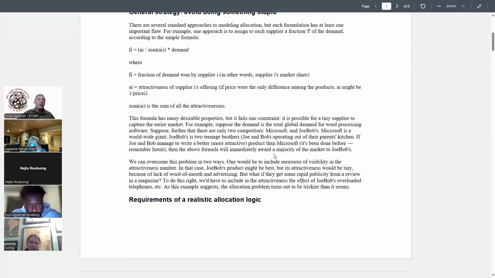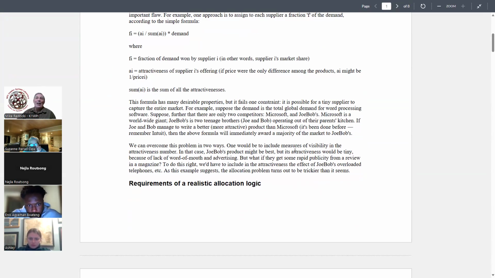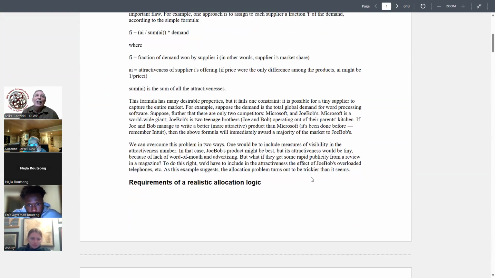This formula has many desirable properties, but it fails one constraint. It is possible for a tiny supplier to capture the entire market. For example, suppose the demand is the total global demand for word processing software. Suppose further, there are only two competitors, Microsoft and Joe Bob's. Microsoft is a worldwide giant. Joe Bob's is two teenage brothers named Joe and Bob operating out of their parents' kitchen. Dave's funny. If Joe and Bob managed to write a better, more attractive product than Microsoft, it's been done before, remember Intuit, then the above formula will immediately award a majority of the market to Joe Bob's.